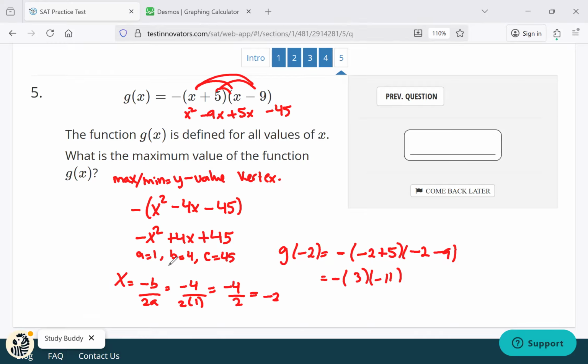2a. Oh, my a is negative 1. That's why. So that's going to be positive 2. So it's actually positive 2, positive 2, positive 2. So this would be 5 plus 2 is, so 5 plus 2 is 7. 2 minus 9 is negative 7. That is positive 49.